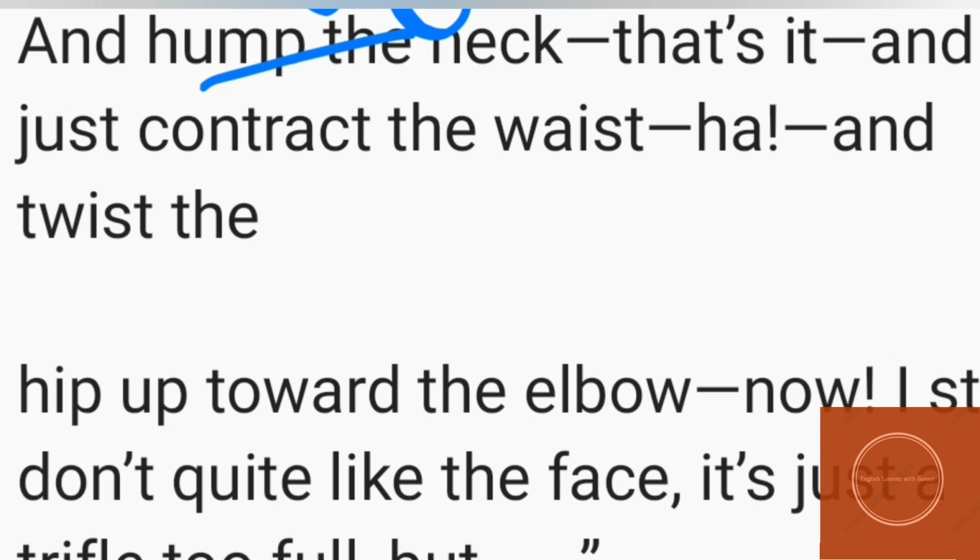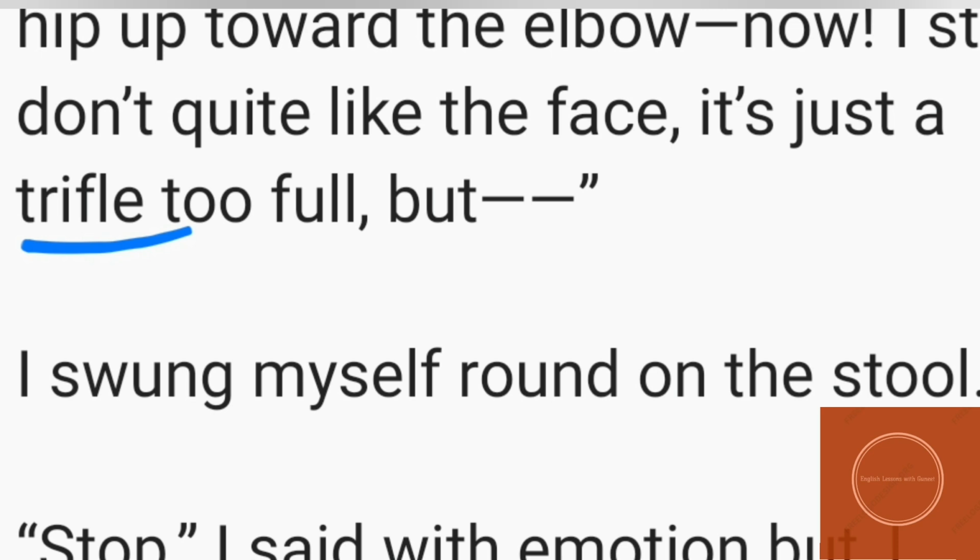Now all these things the photographer is saying so that he can get a good photograph of the person, because he's not able to like the face of the person, so he's just trying to make some other adjustments to take a good photograph in the body of the person. Like he's telling that you just put your hands on your knees, you just tilt your face a little upwards, you expand your lungs, you hump the neck, and just contract the waist, because he doesn't like the face of the person, so he just wants to make some adjustments in the body of the person. But at last he just says that I don't quite like the face, it's just a trifle too much. So trifle means something unquite, we can say.